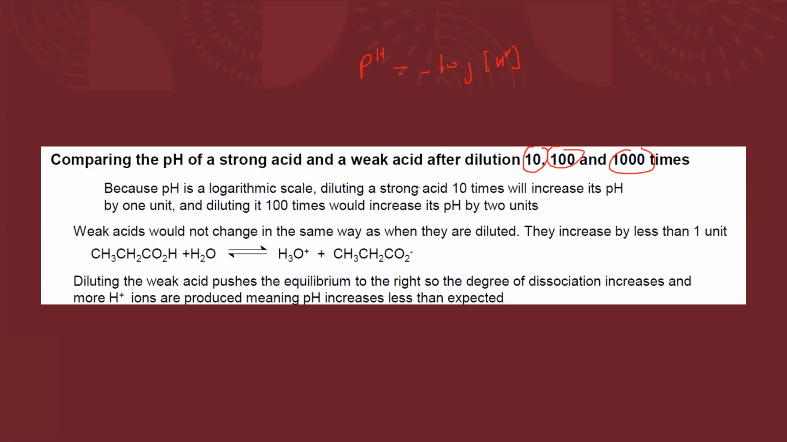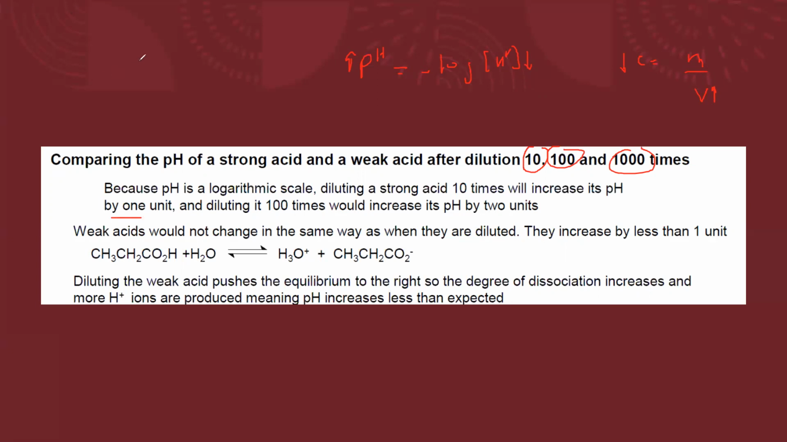So what will happen if we dilute the strong acid 10 times? Diluting means concentration is moles over volume. Moles we are not changing. Diluting a solution, we are increasing the volume, so we reduce the concentration. As the concentration of hydrogen ion decreases, the pH will increase. So if we dilute 10 times, the pH will only change by 1 unit.